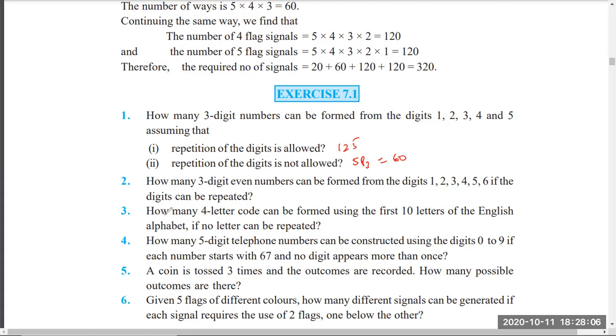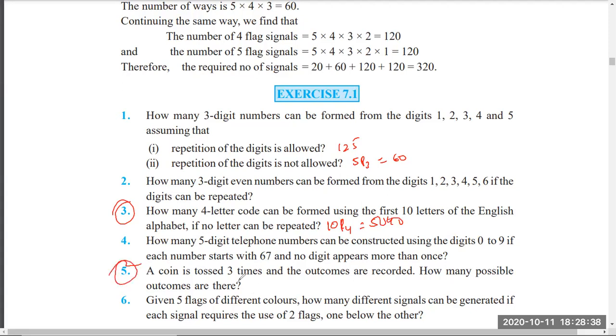Question number 3: how many four-letter codes can be formed using the first letters of the English alphabet if no letter can be repeated? Not to multiply. 5040. This is 10P4, right? Simply 10P4, whatever you get, that is 5040.